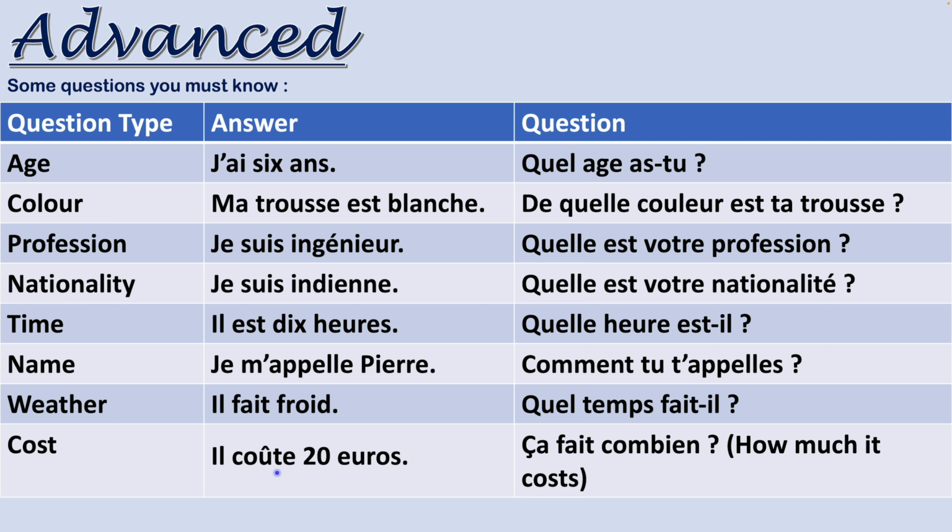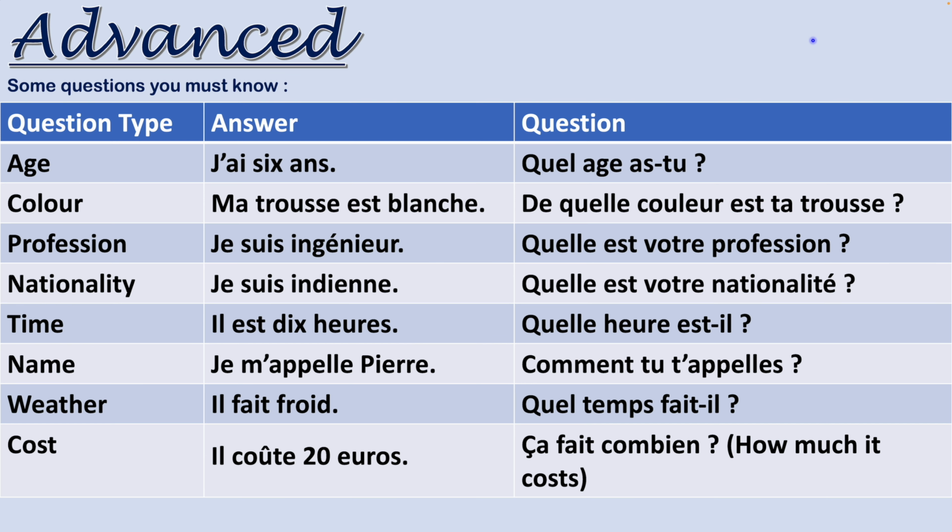Similarly, you can read it, and this is an important one, cost. Il coûte 20 euros means it costs 20 euros. The question will be ça fait combien, meaning how much does it cost. And this is an important question from the point of view of examinations. So you can read this list, and there are certain chances these questions can come in your examinations.